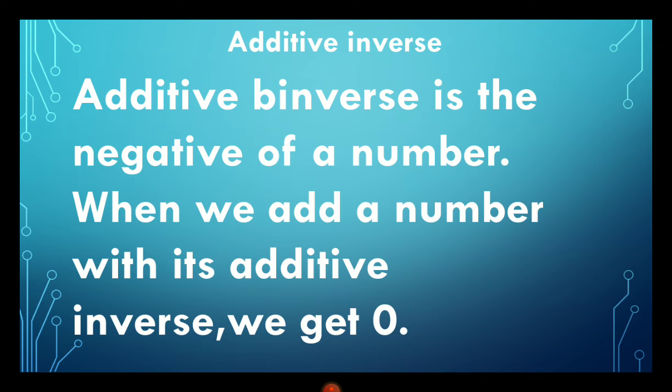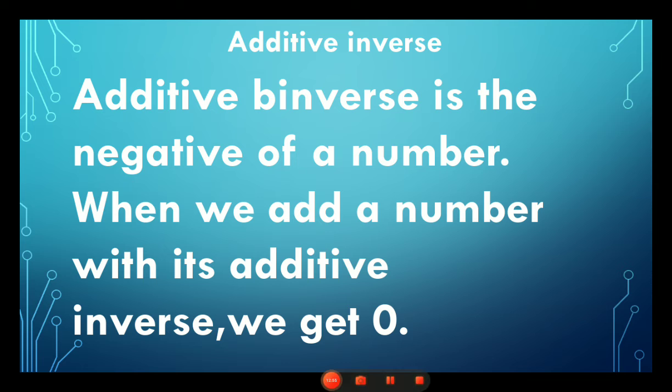Let me give you a short trick. When you don't have a negative sign, then add one, and if you have a negative sign, then remove it. That will be the additive inverse. Or you can just simply add a negative sign to the number. That's it. No need to remove.